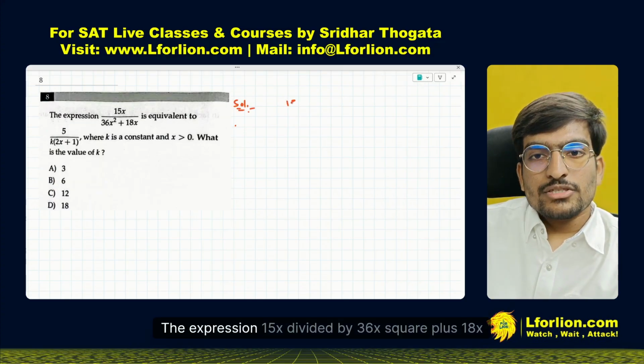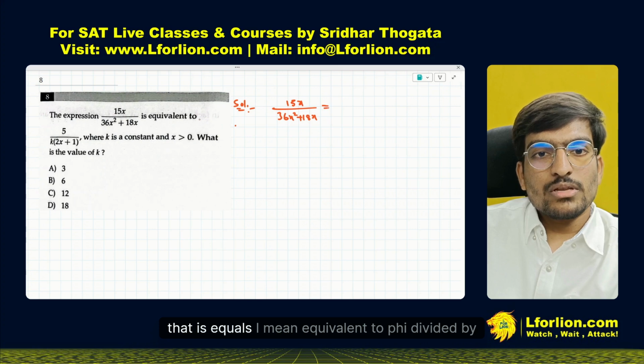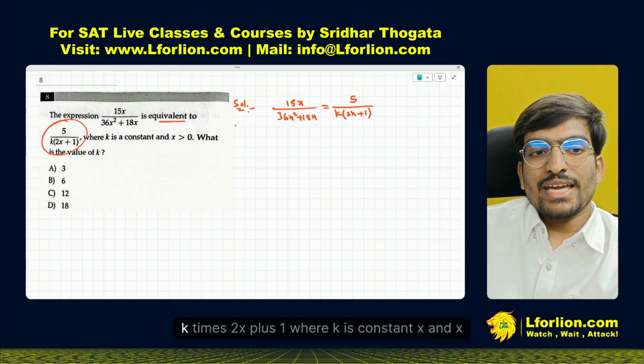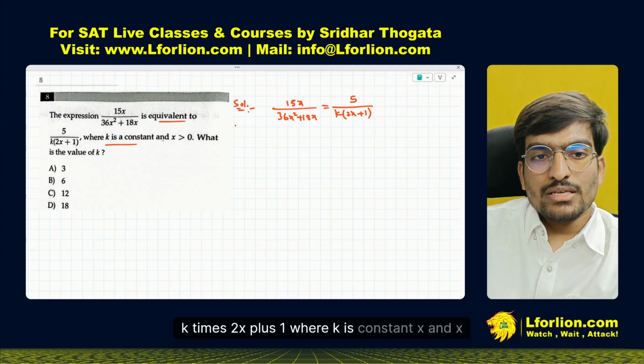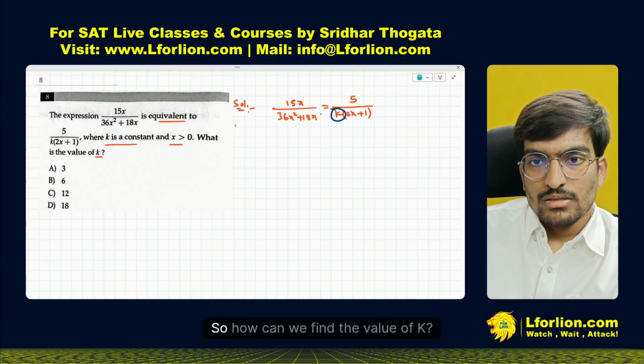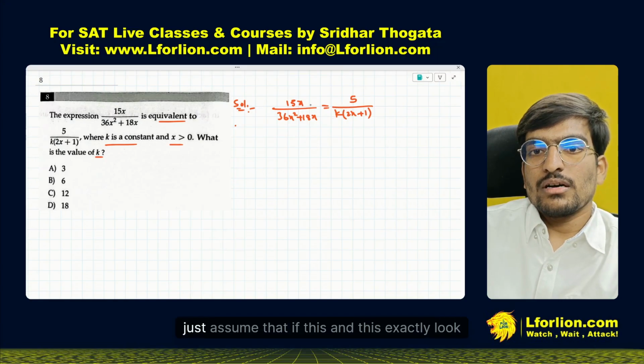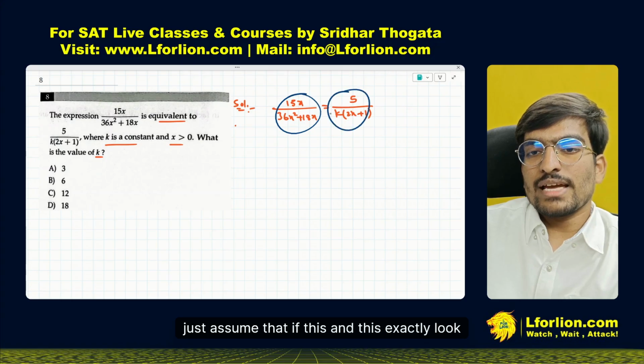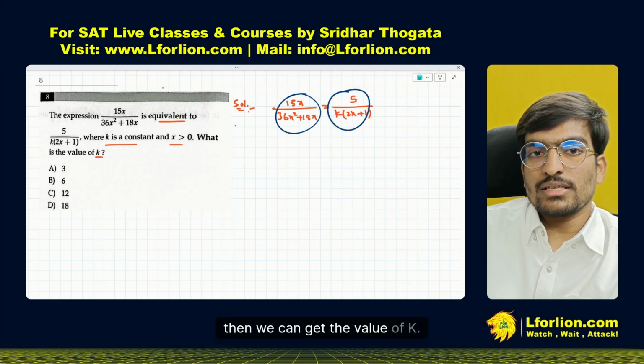The expression 15x divided by 36x square plus 18x is equivalent to 5 divided by k times 2x plus 1, where k is a constant and x is greater than 0. What is the value of k? We need to find the value of k. So how can we find it? Just assume that if this and this look exactly the same, then we can get the value of k.